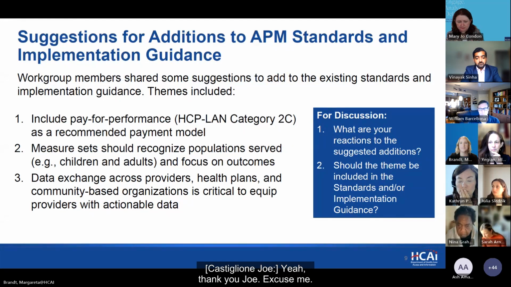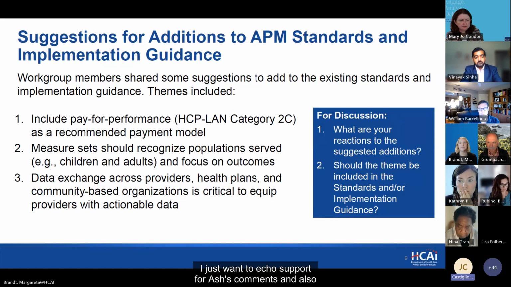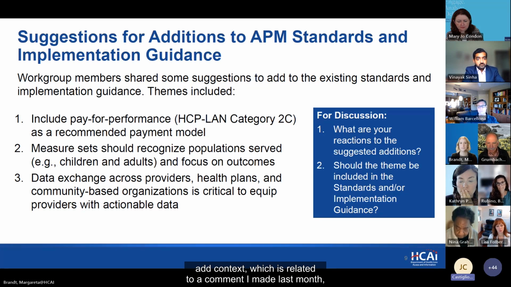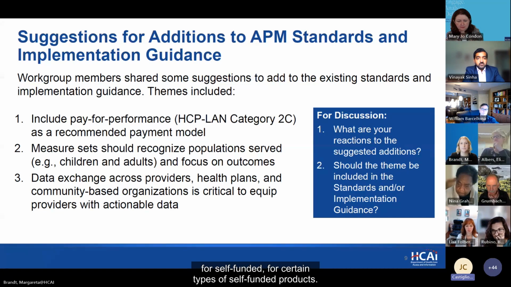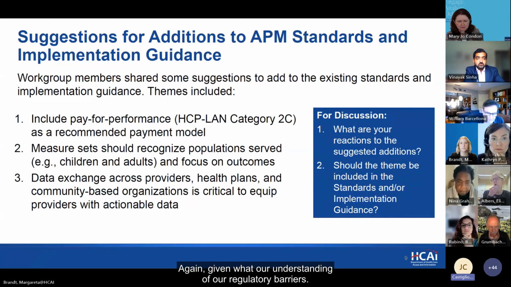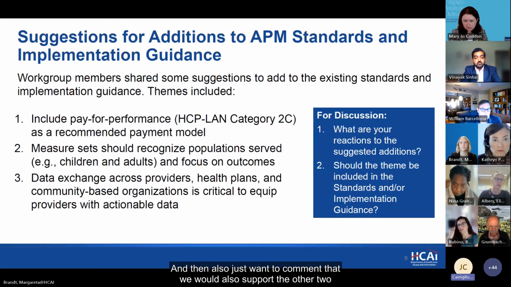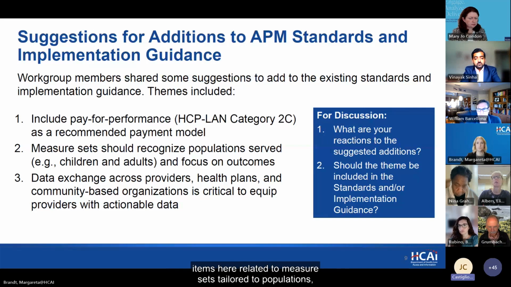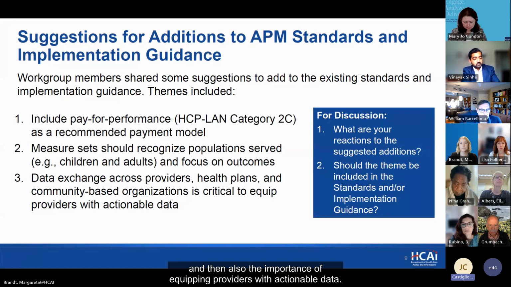Yeah, thank you. Joe Castiglione, Blue Shield of California. I just want to echo support for Ash's comments, and also add context, which is related to a comment I made last month, which is that it is currently our understanding that it is not possible to do population-based payment for certain types of self-funded products. And so HCP Category 2C is really the best that we can do, given our understanding of our regulatory barriers. So we do want to support inclusion of this, and then also just want to comment that we would also support the other two items here related to measure sets tailored to populations, and then also the importance of equipping providers with actionable data.